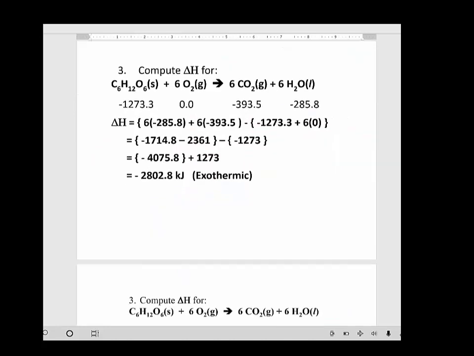Next one, a little bit more difficult because some of these reactants and products have coefficients. Again, we want delta H. These are going to be standard delta H's for this reaction here. We go to a table and we look these values up. Of course, for the oxygen molecule, we assume it's in its standard state. So delta H for any pure molecule in its standard state is going to be zero. We look up these values: minus 1273 kilojoules per mole is the delta H for C6H12O6, glucose. Each CO2 is minus 393.5 kilojoules per mole. Each water has a delta H of minus 285.8.